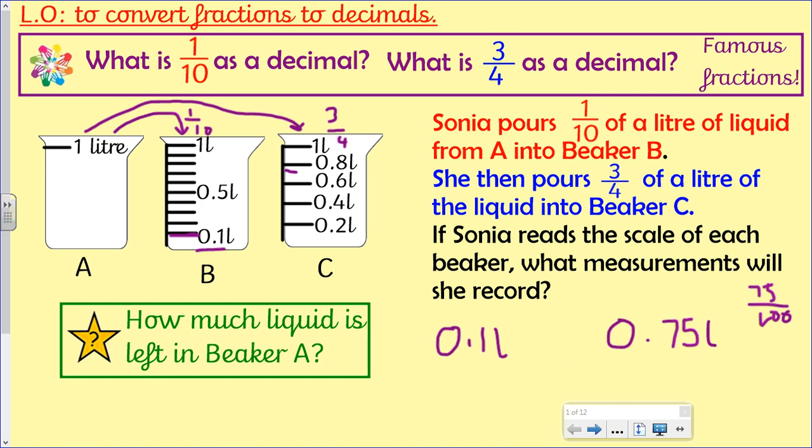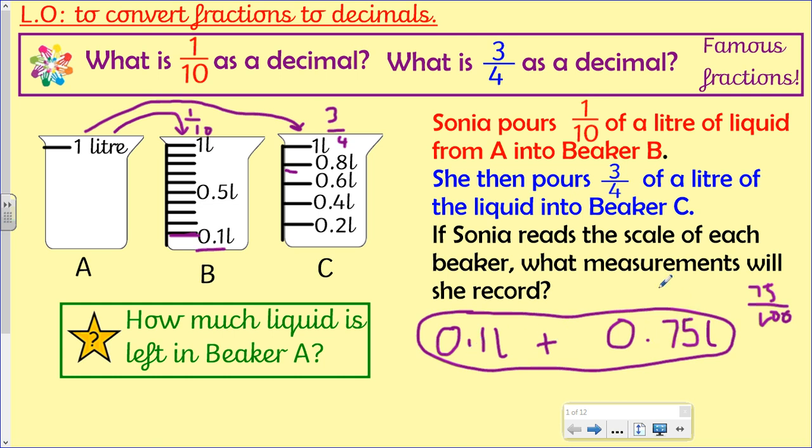So it would be 0.75 on there. Now, how much liquid is left in beaker A? Well, I can use these two decimal numbers now that I've got to help me do that. So this in total is what Sonia's poured out. So if we add these two things together, so 0.1 add 0.75, I'm just changing the tenths column. So I'm going to end up with 0.85. So that's what she's poured out.